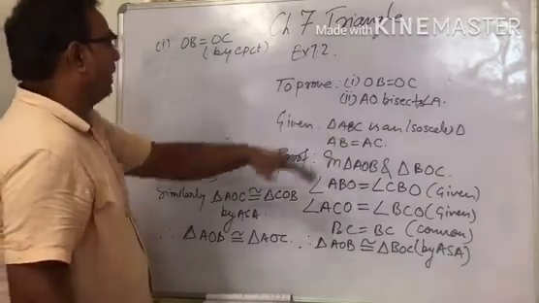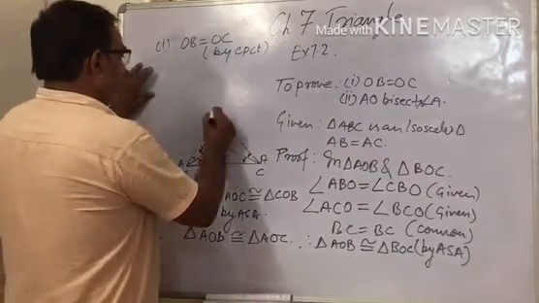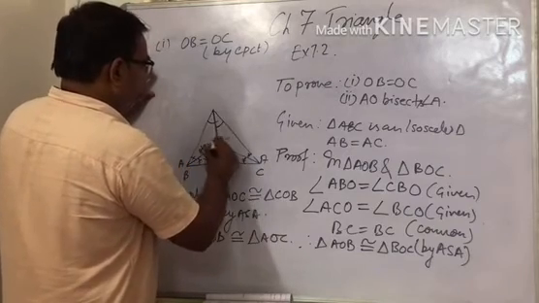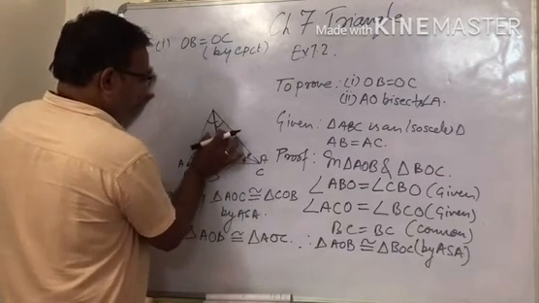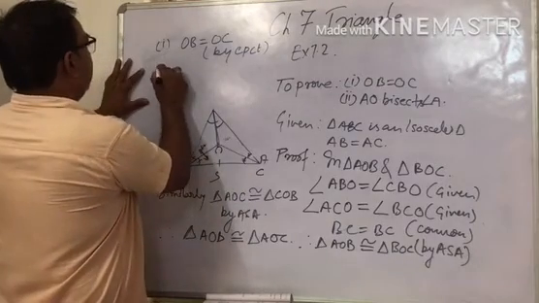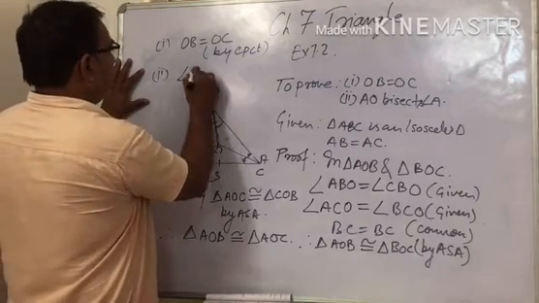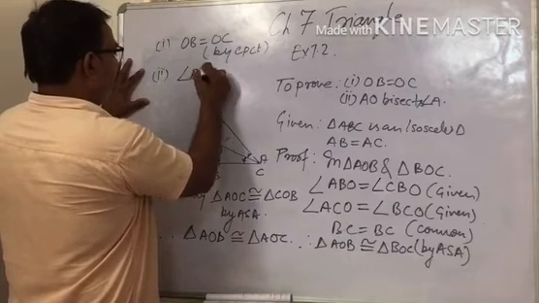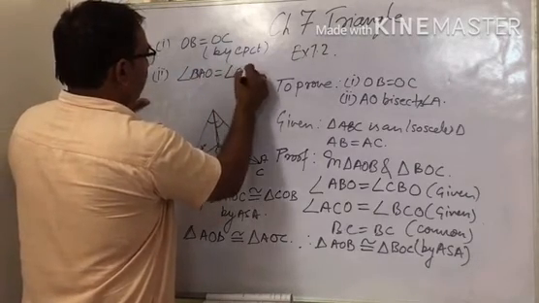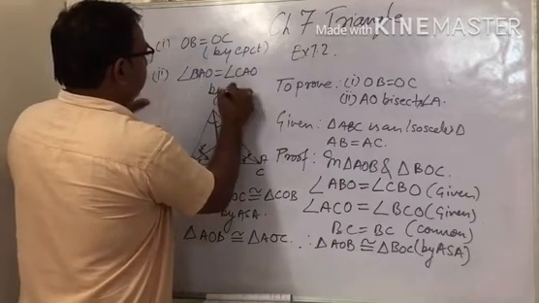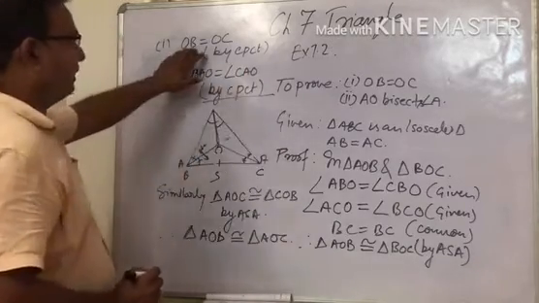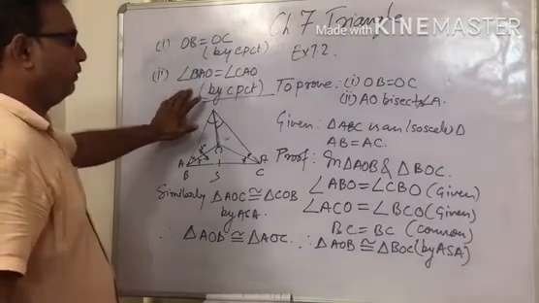Now the second, AO bisects angle A. Our figure is like this. See, if we prove these two triangles congruent, then angle BAO is equal to angle CAO by CPCT. Now the first is proved and the second is also proved.